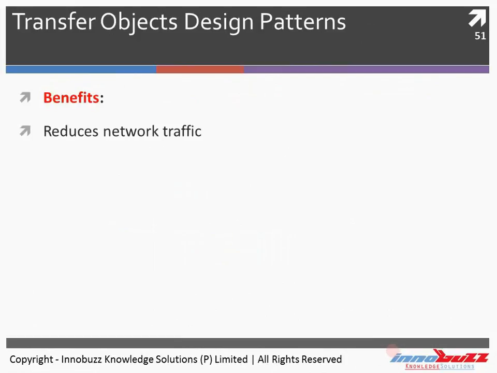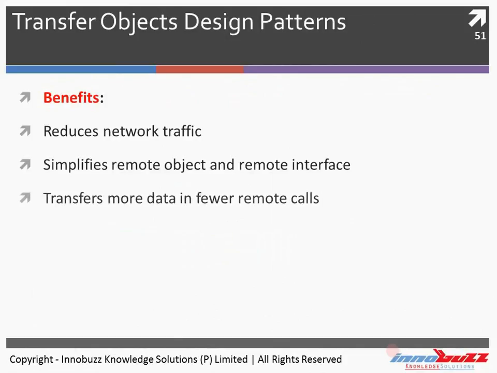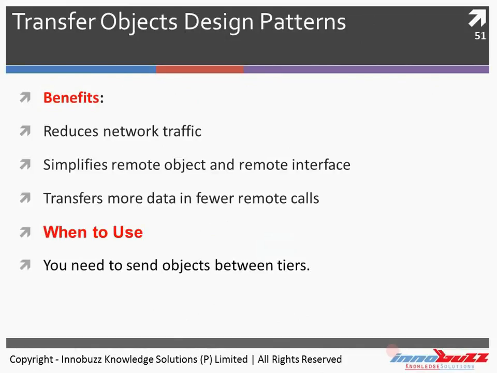The benefits: reduces network traffic. Therefore, instead of multiple data, you can have only one single object holding that multiple data and getting transferred over the network. By reducing network traffic, it simplifies remote objects and remote interfaces, and transfers more data in fewer remote calls. When to use this transfer object design pattern? You need to send objects between tiers, that is presentation tier, business tier, and integration tier. Transfer objects are mainly used between the integration tier and business tier.